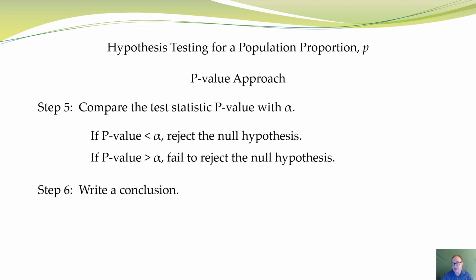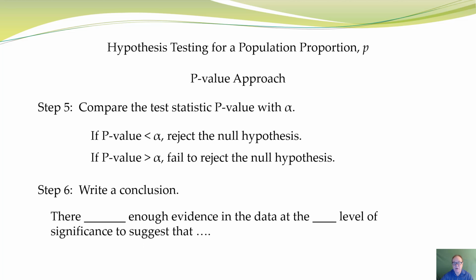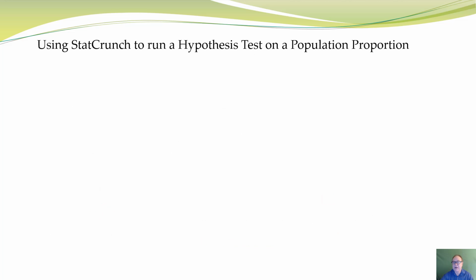And step 6 is write a conclusion, which is the same as what we did before. They're blank, which is not, the level of significance, and then from the problem. That's the p-value approach. The only difference is we're using the p-value and comparing it to alpha instead of taking the test statistic and comparing it to the critical value. All right, using StatCrunch. This is going to be similar to what we did last chapter.